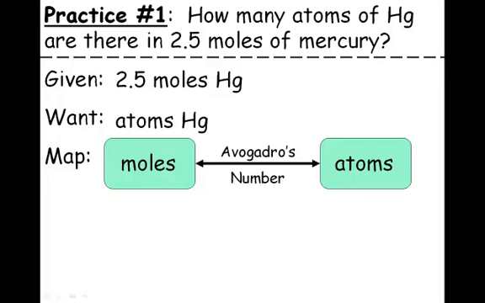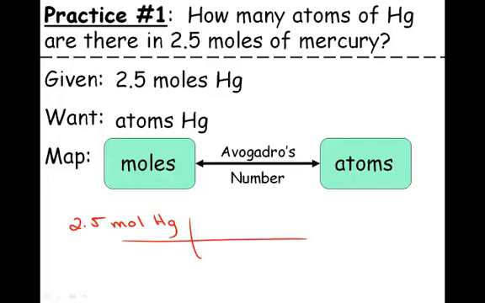So the first thing we do is start with what we're given. 2.5 moles of mercury. Notice here, I'm including 3 things. I'm including the number, I'm including the unit, and I'm including the substance. We're going to need all 3 of those things in our upcoming chapters, so we might as well get used to writing them now.